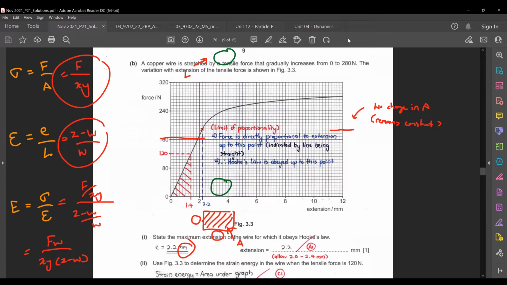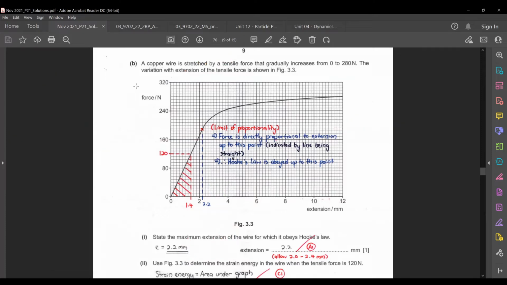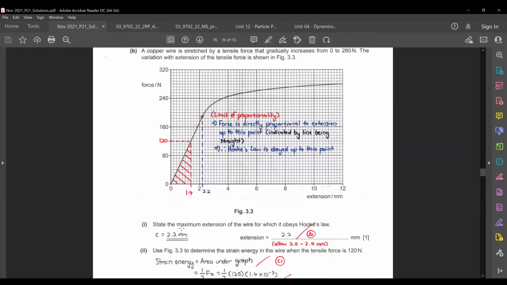Then the next thing we'll go through is part B. A copper wire is stretched by a tensile force that gradually increases from 0 to 280 Newton. The variation with extension of the tensile force is as shown. State the maximum extension of the wire for which it obeys Hooke's law.